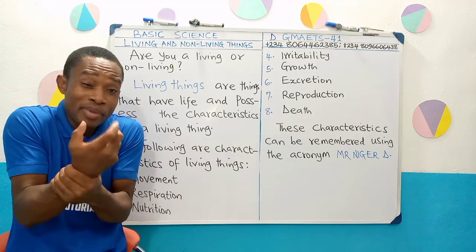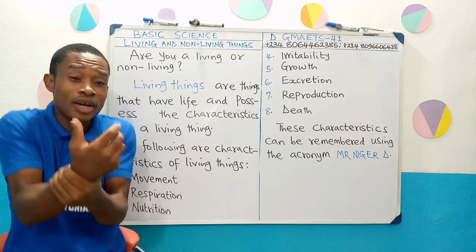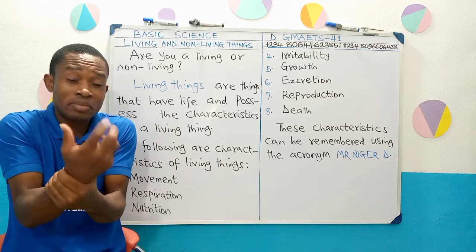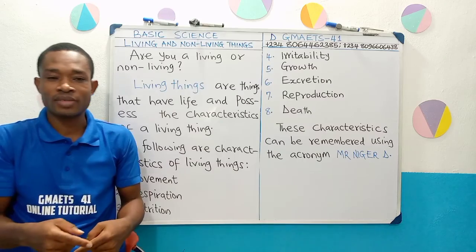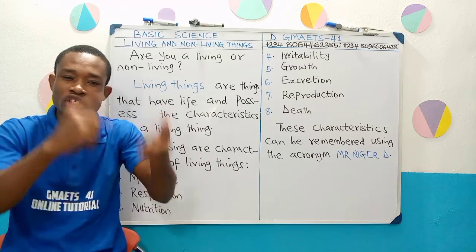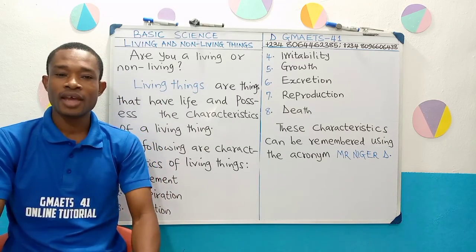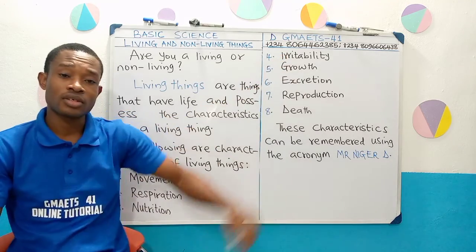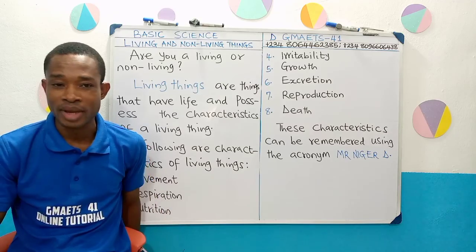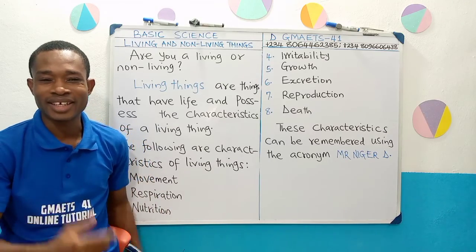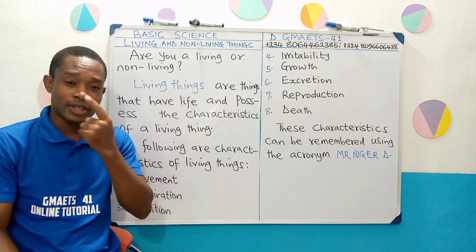And your hand might become frozen at a point. It might even be shaking. So you are responding to a change in your environment. That stimuli there is the change in temperature. Okay? That is irritability. So living things also react to changes in their environment. They respond to stimuli. That's what we call irritability.